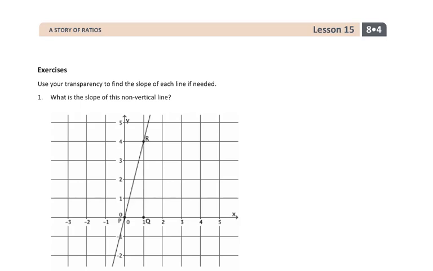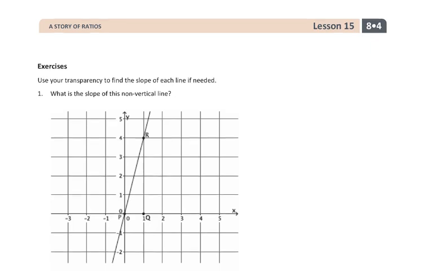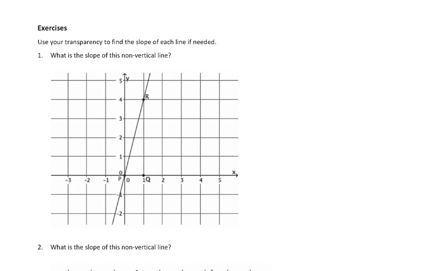So this would be lesson 15, and we're just going to skip to the exercises because a lot of the problems are the same or really, really similar. So when we're looking at slope, we're looking at the steepness of the line. And so on this line, we have P and we have R.